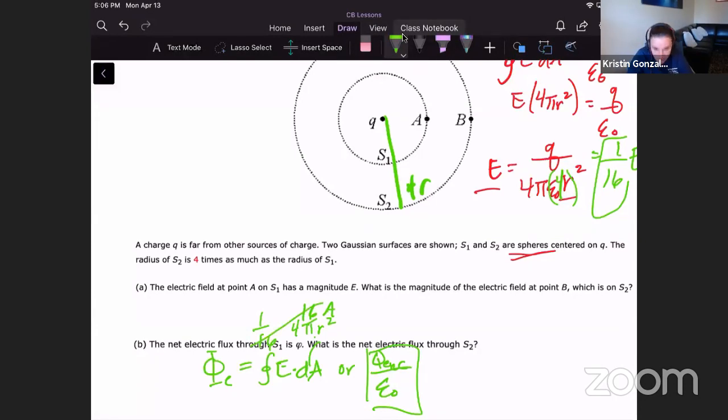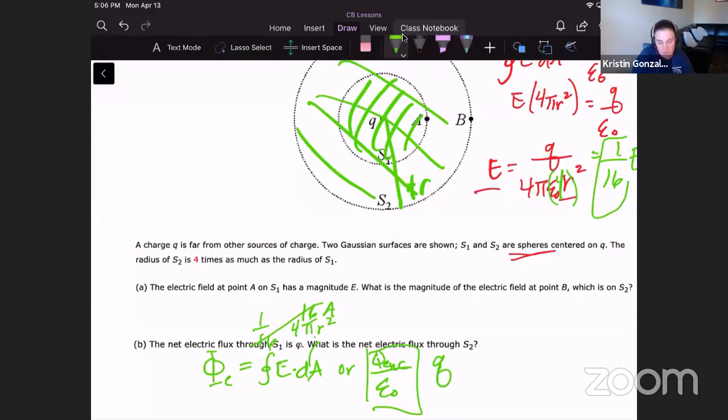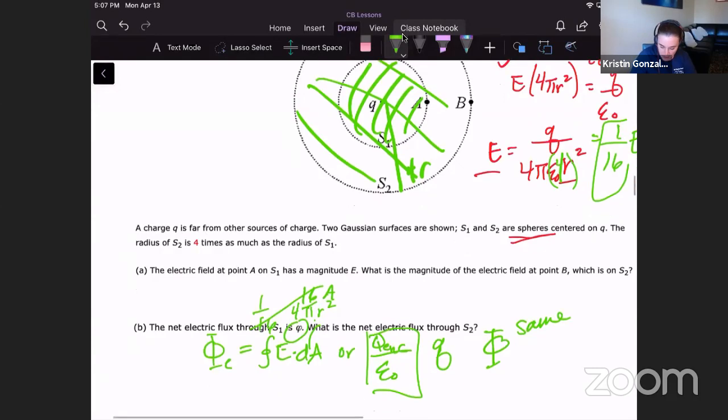Let's check the Q enclosed over epsilon naught side. What charge is enclosed by surface area 1? It's little q. What charge is enclosed by surface area 2? It is still little q. So the charge is the same in both cases, which means our flux is the same. If it was just flux the first time, it's still going to be just that flux. Same flux, or we would multiply by 1.